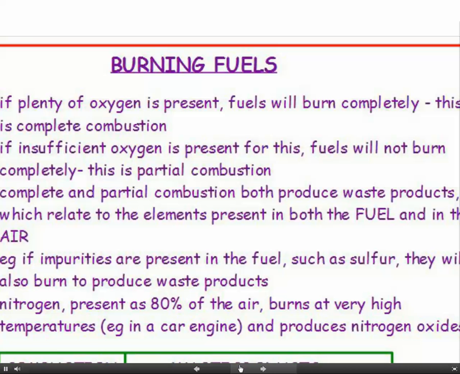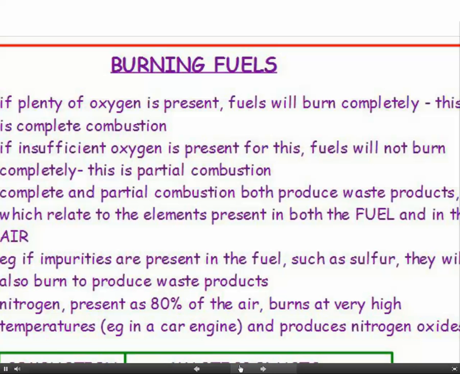Burning fuels. Now if plenty of oxygen is present, fuels will burn completely, and this is called complete combustion. But if insufficient oxygen is present for this, for example if the air inlet pipe is blocked, then fuels will not burn completely, and this is called partial combustion. You may get some different products.